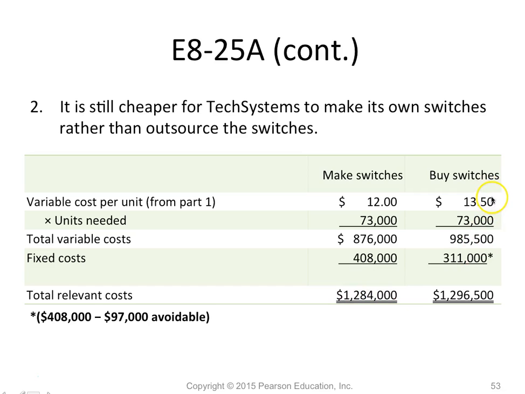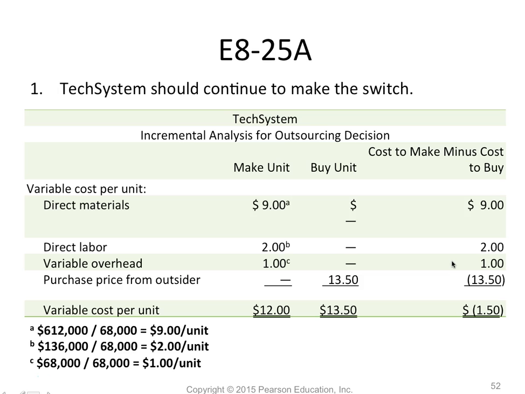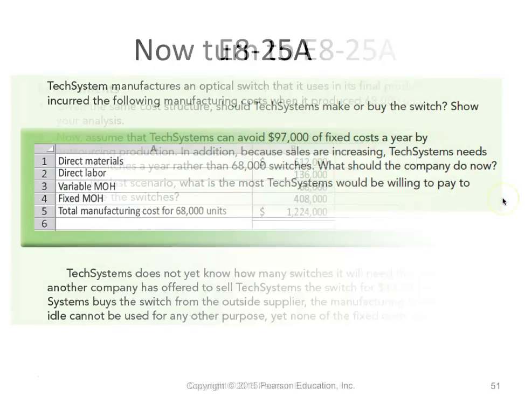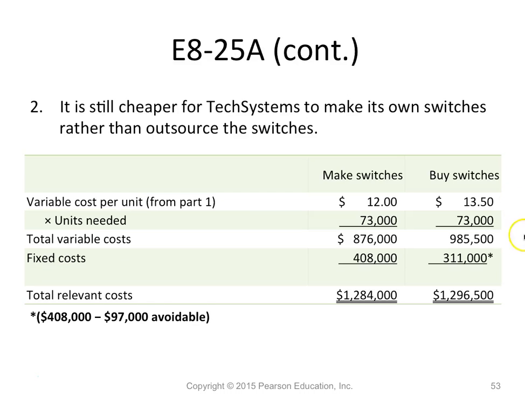And if you buy the switch, it's $13.50 times 73, and that will be 985,500, and the fixed cost will be 408 minus whatever number, 97. So we got $311,100 over here. $311,100 will be added to the cost here. So the total relevant cost will be 1,296,000. So then this one's smaller than this one, so it's just cheaper.